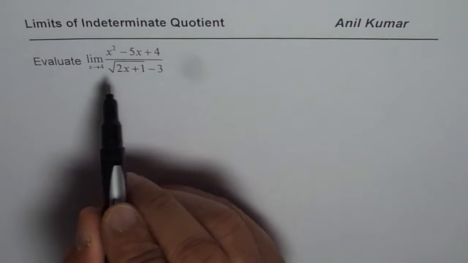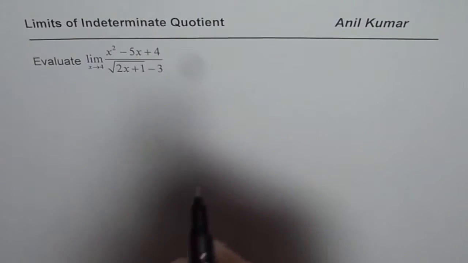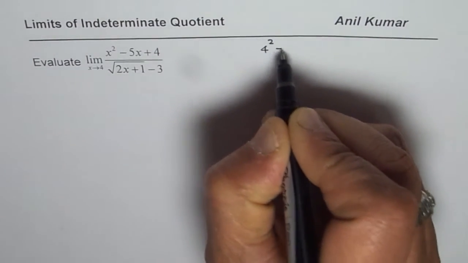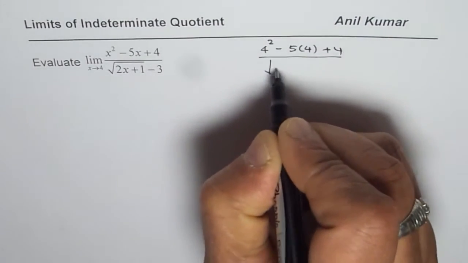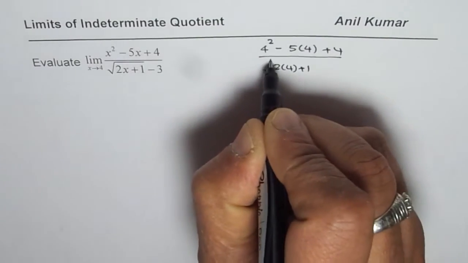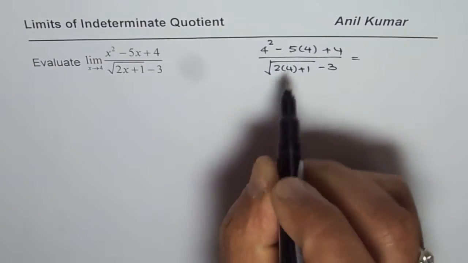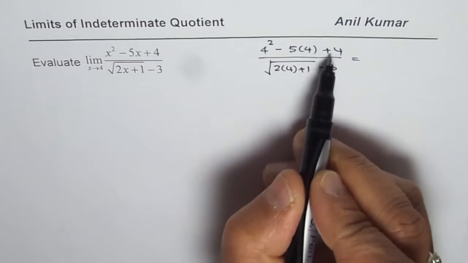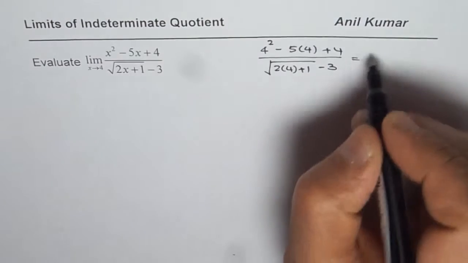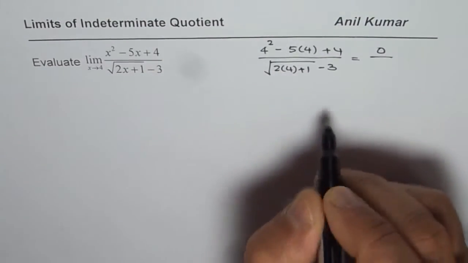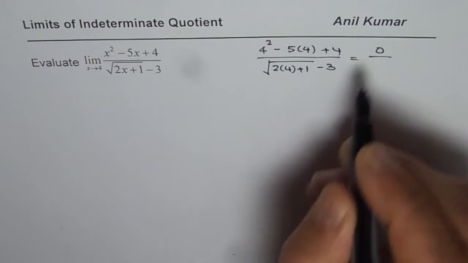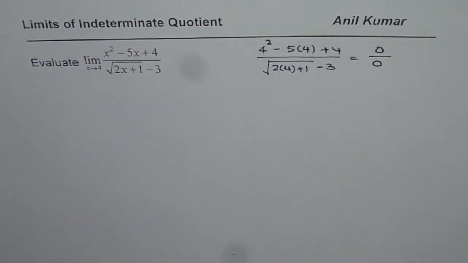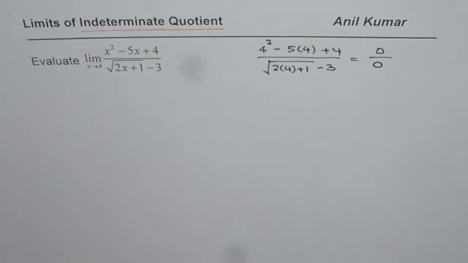Now in this, if I substitute 4 for x, what do I get? Let us check this out. So we get 4 square minus 5 times 4 plus 4 divided by square root of 2 times 4 plus 1 minus 3. Now the numerator, 4 square is 16 plus 4 is 20 and 5 times 4 is 20, so we get 0, 20 minus 20. And in the denominator, 2 times 4 is 8, 8 plus 1 is 9, square root of 9 is 3, 3 minus 3 is 0. So whenever you get 0 over 0, we call it an indeterminate quotient, right? That is what we mean.